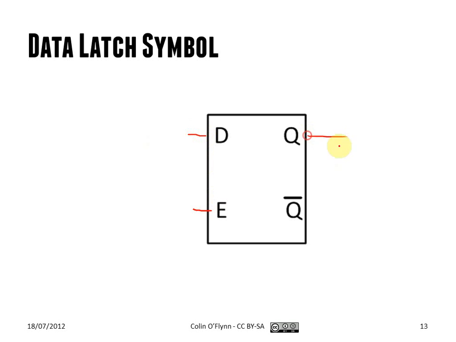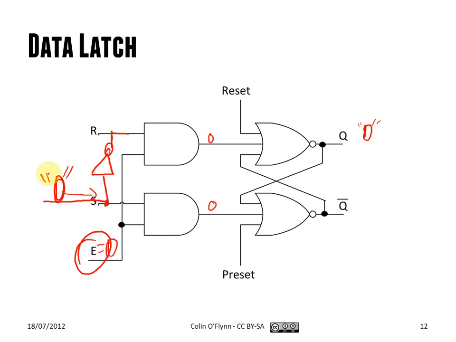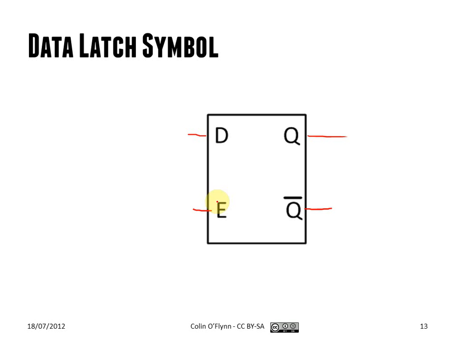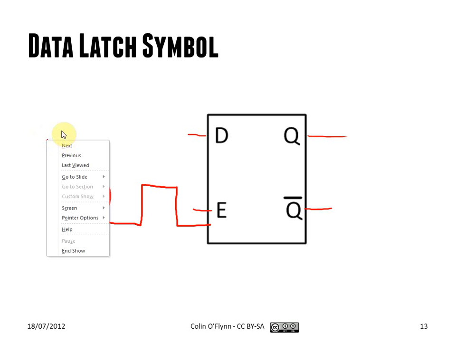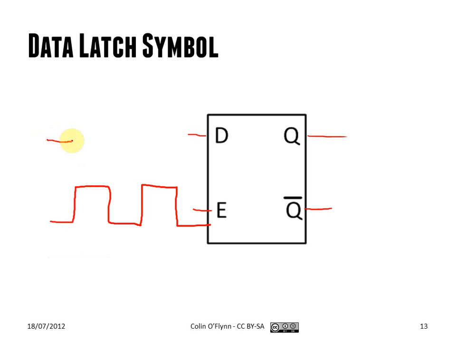So as an example, we draw this whole thing, we encompass it within this block. So we have Q output. So we have D for data, which is here. This is D. And then we have E for enable. So say you had something like that going on the enable pin. And then all you have to do is when the enable pin is high, you put the data you want on the output. So we have something like that.